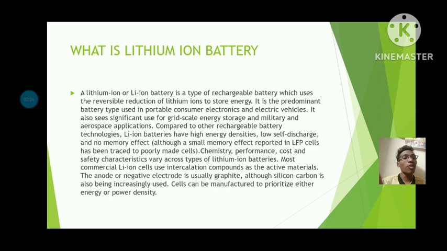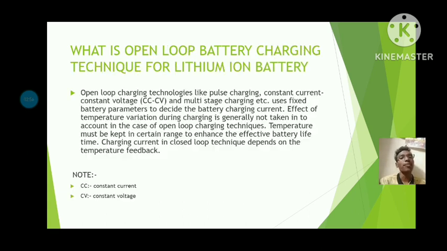Chemistry, performance, costs and safety characteristics vary across types of lithium ion battery. Most commercial lithium ion cells use intercalation compounds as the active materials. The anode or negative electrode is usually graphite, although silicon carbon is also being increasingly used. Cells can be manufactured to prioritize either energy or power density.